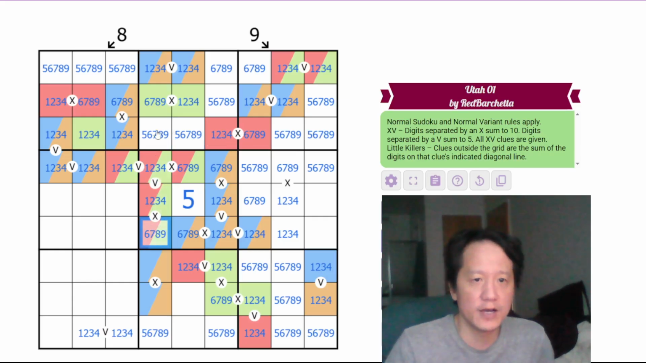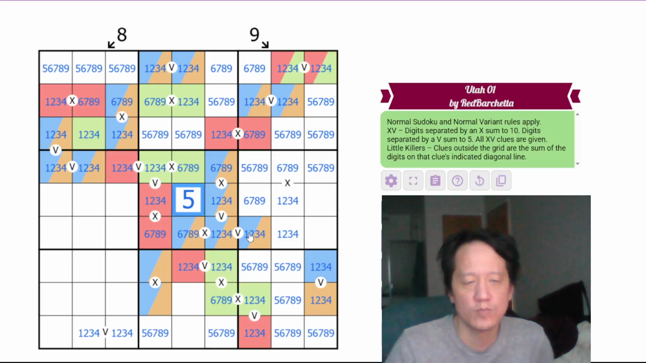This cannot be the high green cell because the high green cell is already in the column, so this must be the high red cell, which means it's next to the low red for the X, which makes this a green and this a green. This must be red for the V.